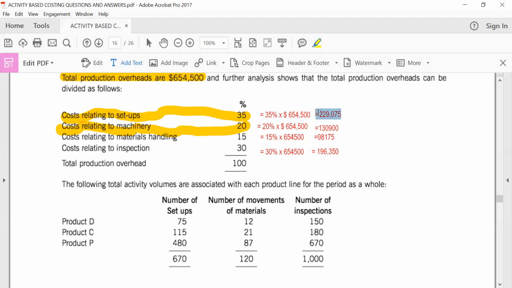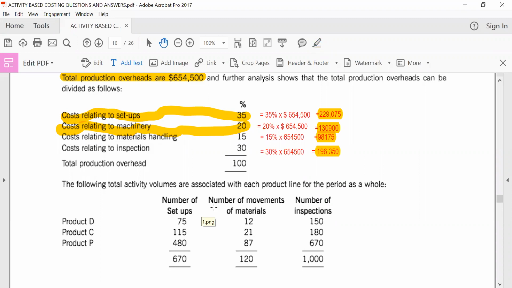So over here, the first cost pool is setup cost, 229,075. The second cost pool is machinery cost, that is 130,900. The next cost pool is material handling, 98,175. The last cost pool is inspection, 196,350.